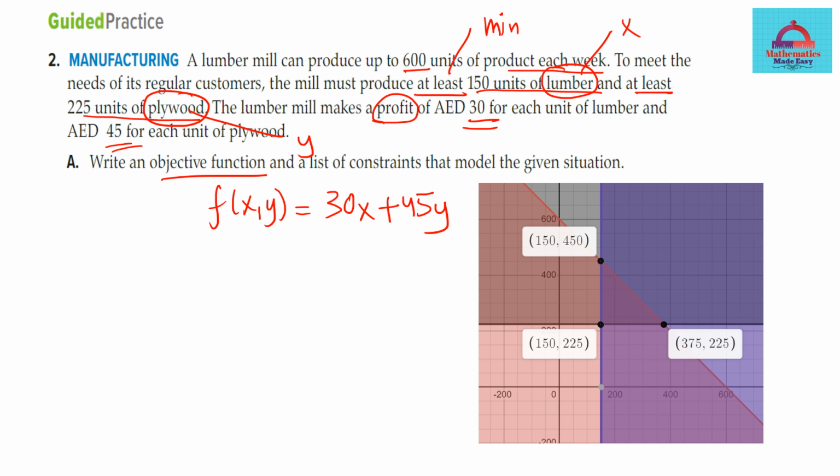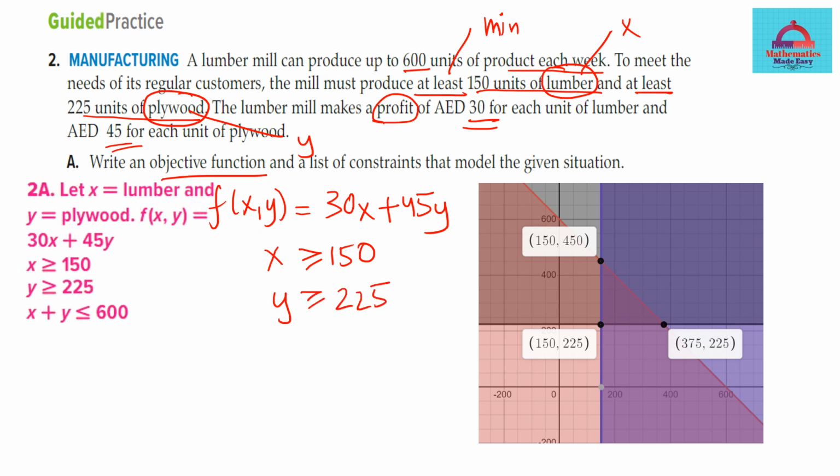Also, you have at least 150 units of lumber. So x has to be more than or equal to 150. Similarly, y has to be more than or equal to 225. Again, the combined condition, which we did not write till now, is that the sum total can produce 6,000. So x plus y has to be less than or equal to 6,000. 6,000 is the maximum value. Okay, so we have got three conditions.